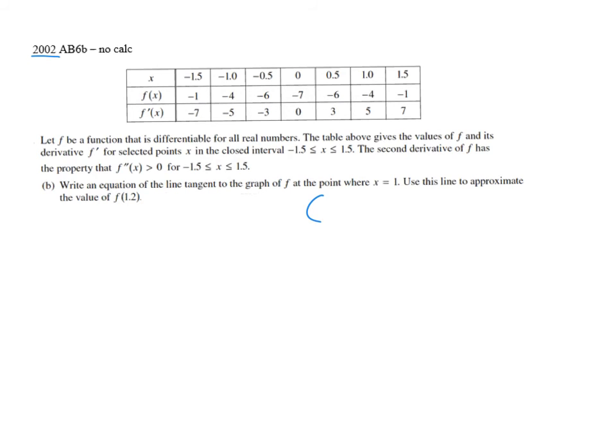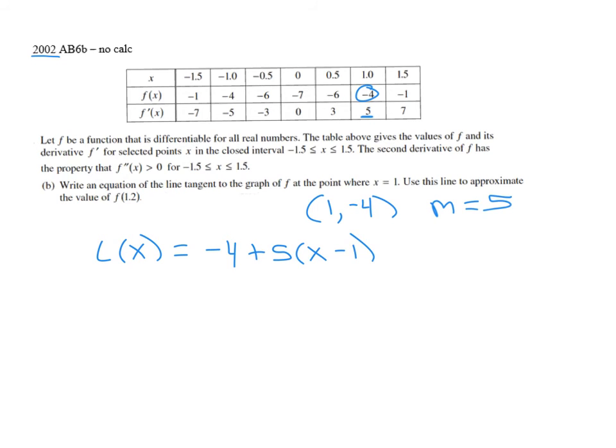So we're using x as 1. What's the y value at 1? The y value is -4. And then what's my slope? My slope will be 5. So L of x equals -4 plus 5 times x minus 1. So that's my tangent line, or my linearization. And then I'm going to plug in 1.2. So -4 plus 5 times 0.2. Let's see, -4 plus 1, so you get -3. And that's the answer.